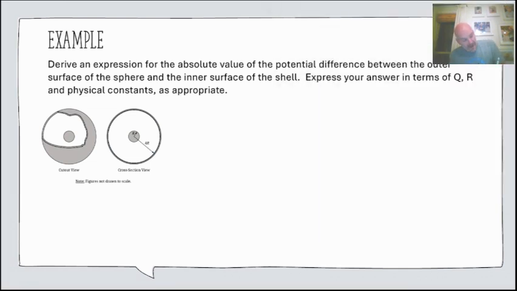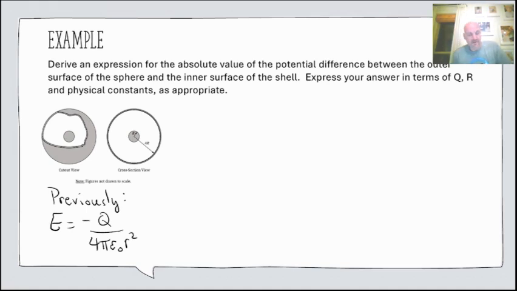This is actually an AP problem. And previously, you would have found the E field in that same region, which is negative Q over 4 pi epsilon naught R squared. And so this is what you're going to integrate. We're going to say delta V equals negative integral of E dot dr, and we're going to evaluate that from R to 4R. That's the region in space. And we just whittle it down, right?